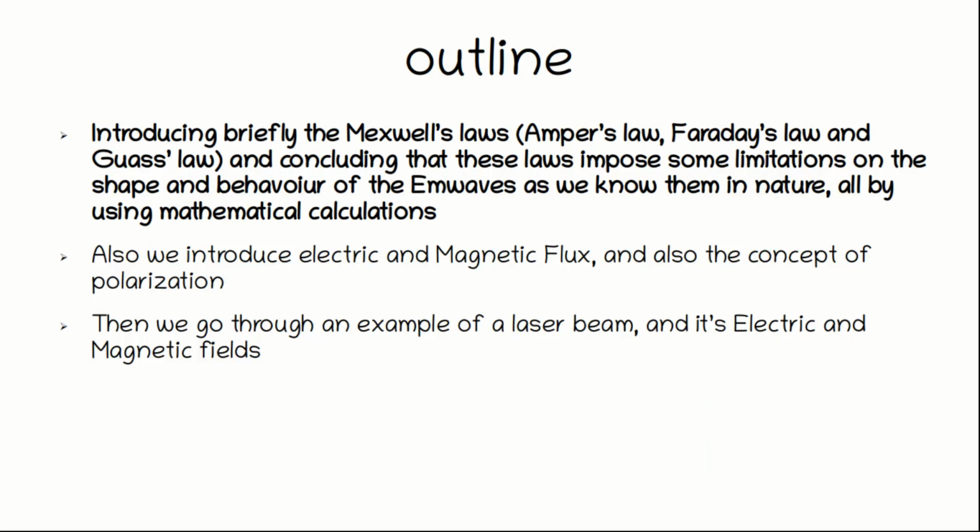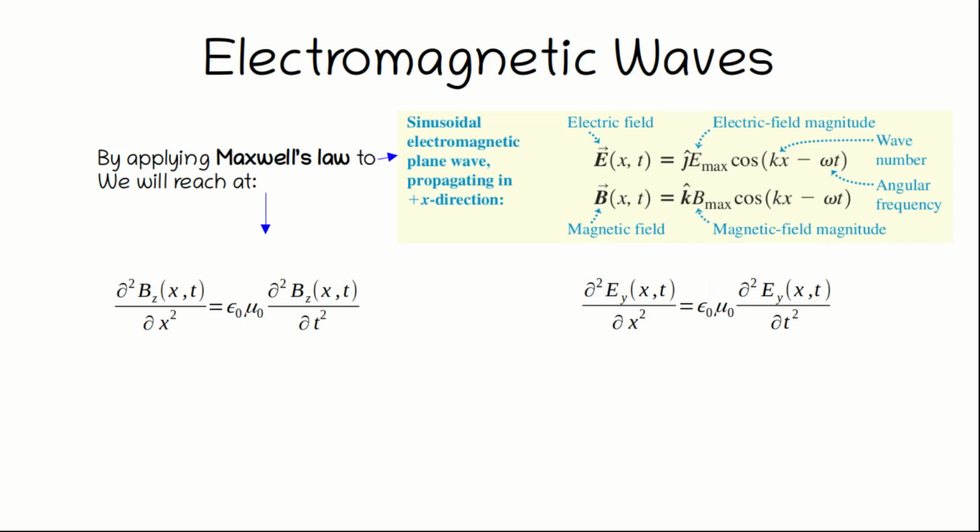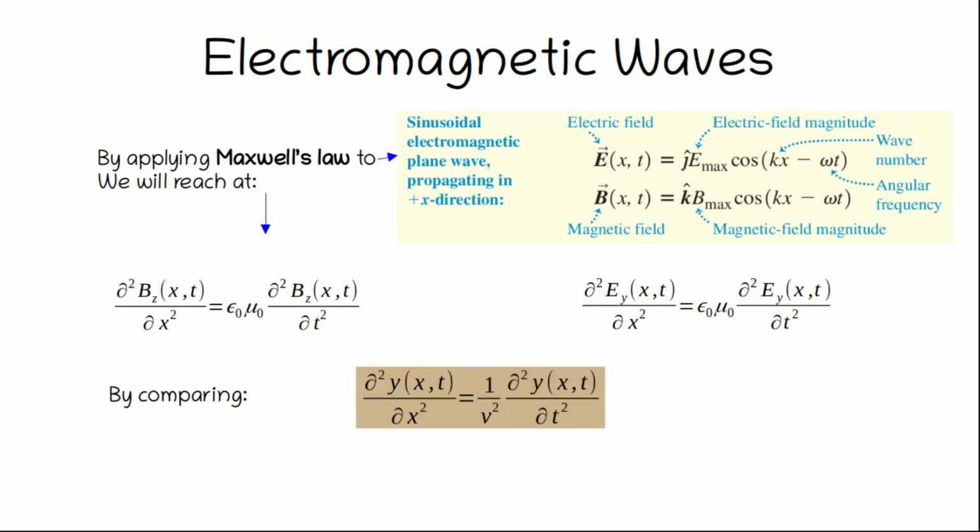So we will go through a very brief introduction to Maxwell's laws, and we will see that if we apply Maxwell's laws to these electric and magnetic fields, we will arrive at two equations for the electric and magnetic fields, which are just similar to the wave equation that we have found before for a mechanical oscillating rope. And here our analogy between an oscillating mechanical rope and electromagnetic fields is getting completed.